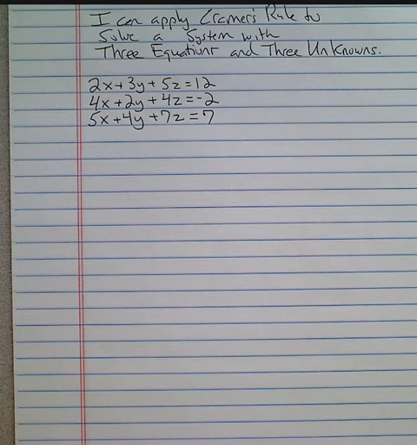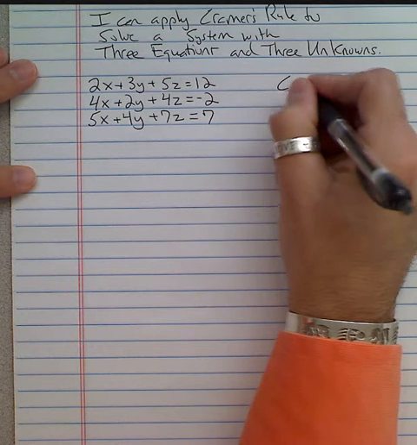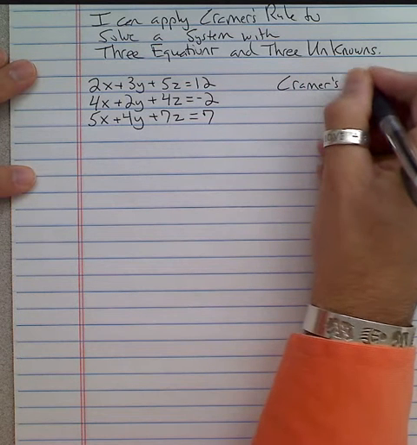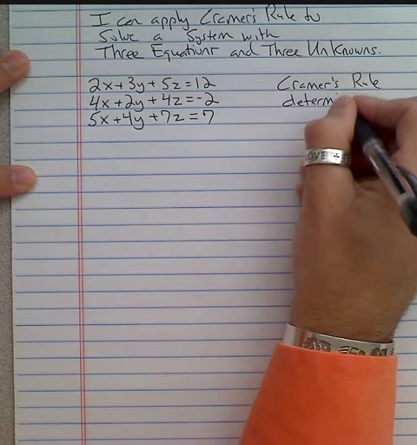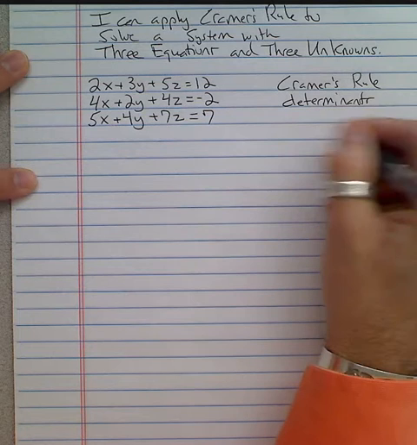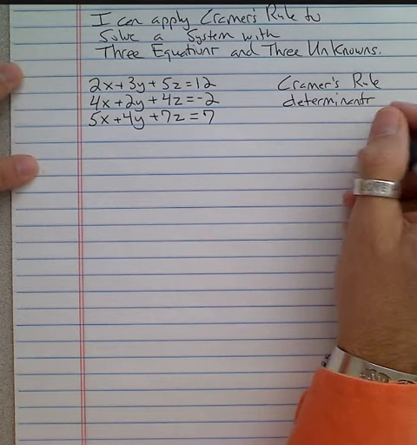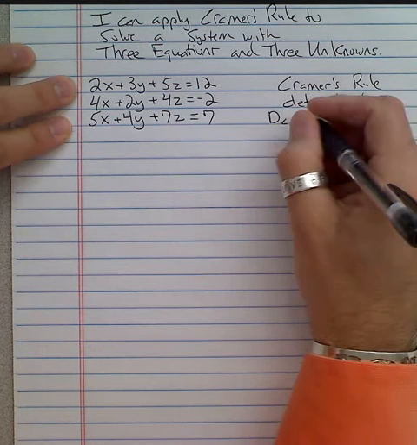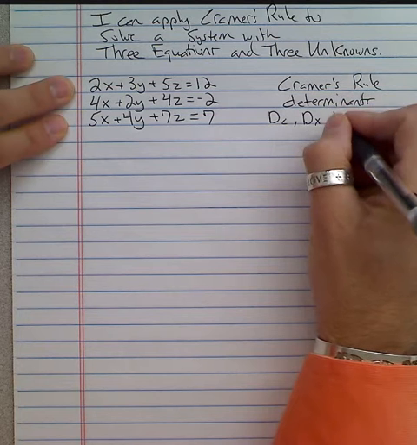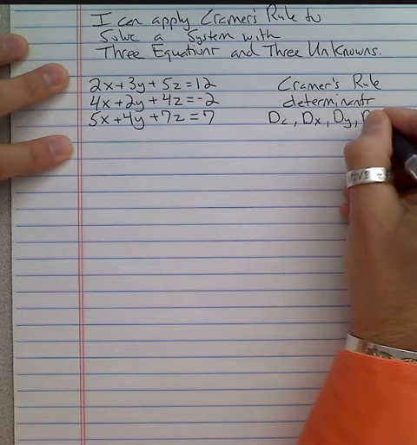Hello. In this video, I'd like to apply Cramer's rule to solve a system with 3 equations and 3 unknowns. If you remember, Cramer's rule is based on using determinants. And a determinant is a value from a matrix. Now for this matrix, we're going to have the determinant of the coefficients, the determinant for the x, the determinant for the y, and the determinant for the z.